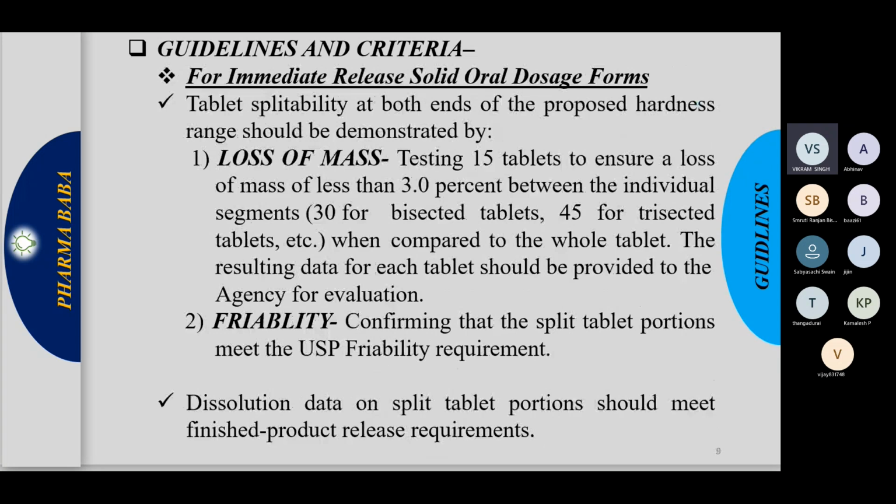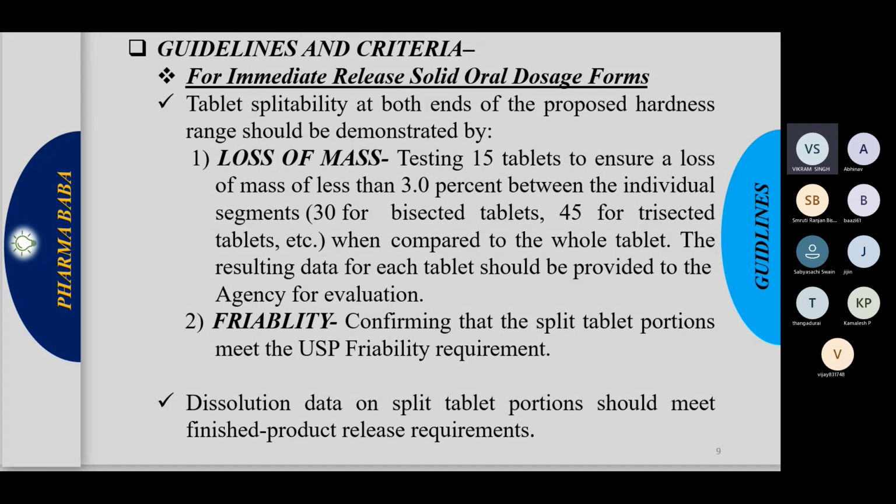The second criterion for an IR dosage form is that tablet splittability at both ends of the proposed hardness range should be demonstrated. What does it mean by both ends? You provide a hardness range. For both ends of hardness, meaning lower hardness and higher hardness, you have to check loss of mass and you have to check friability.